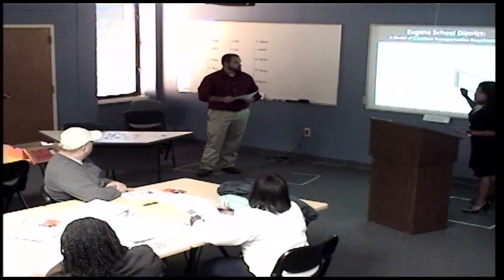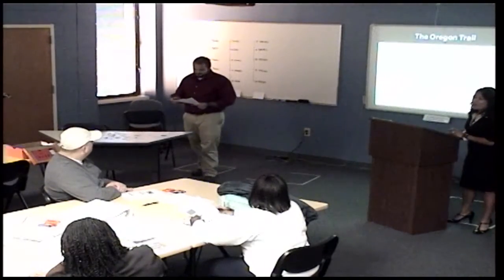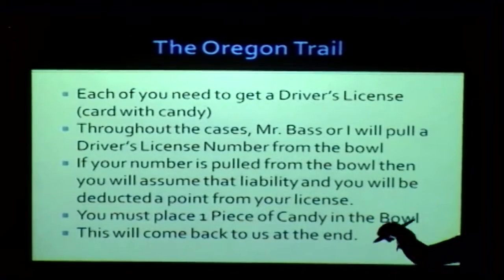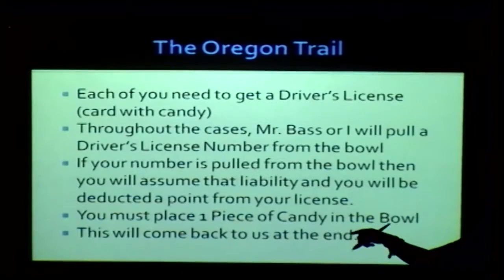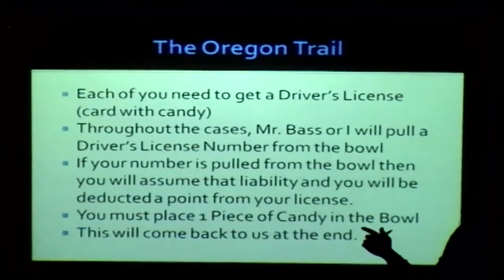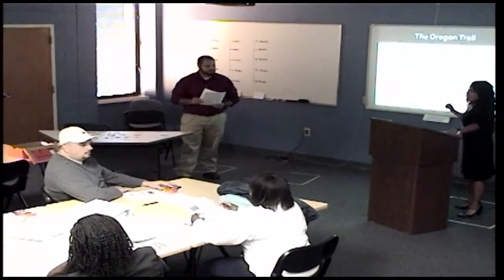So with that in mind, the Eugene School District is in Oregon. So throughout our presentation, we'll play a game called the Oregon Trail. In front of you guys is you have your different licenses with 3 pieces of candy. Your candy represents the points that you have on your license. Every time we go through a case, we're going to pull 2 numbers. So if your license number matches up with the numbers we pull, you have to give us one of your pieces of candy. So there's numbers 1 through 12. Everybody has a driver's license number, so make sure you know. Now this will come back to us at the very end when we play our final game. Okay? So make sure you guys are paying attention.